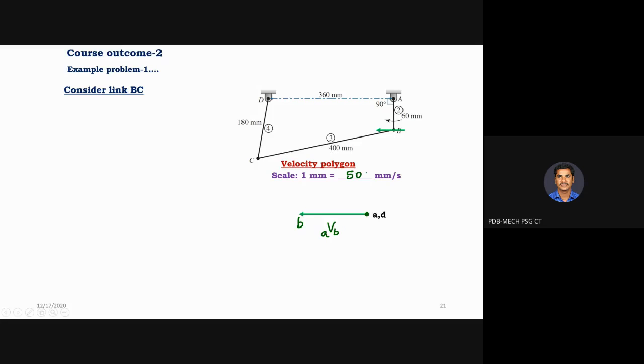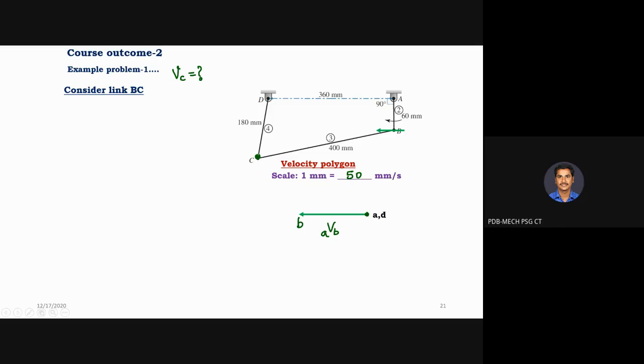Now what is the next step? Sir, we should find the velocity of B and velocity of C, sir. Yes, once we find the velocity of point C, all the linear velocities are over, because A is found, B is over, D is over. Then finally we need to find out the velocity of point C.